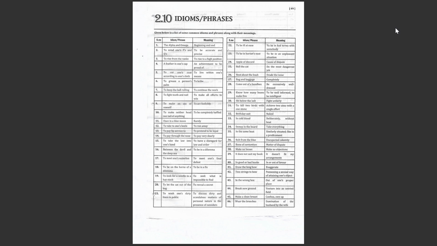The next word is to grease a person's palm. So this is a very easy one. To grease a person's palm is हाथ को गीला करना. But is that what it means? No, it's not what it means. To grease a person's palm means to bribe someone, to give a bribe to someone.